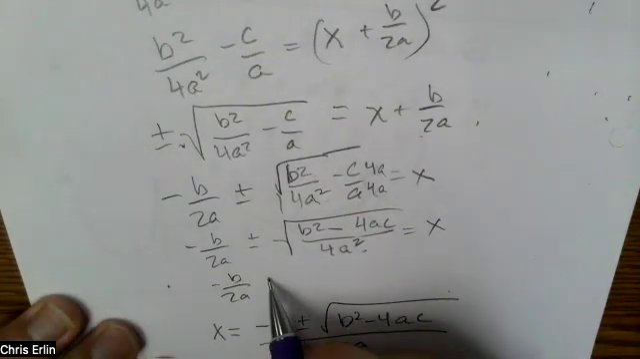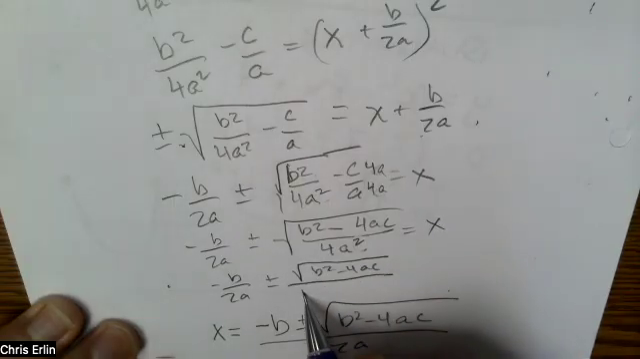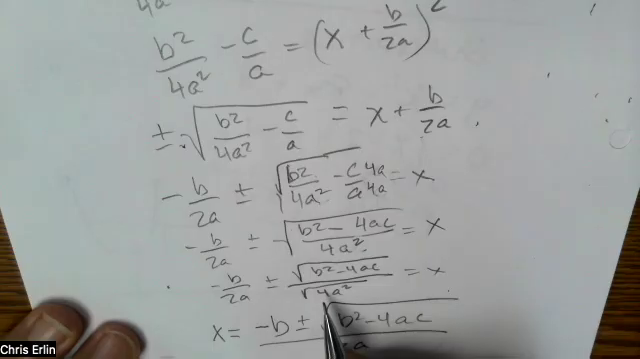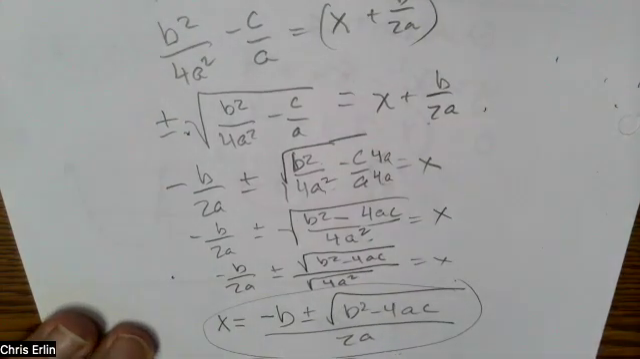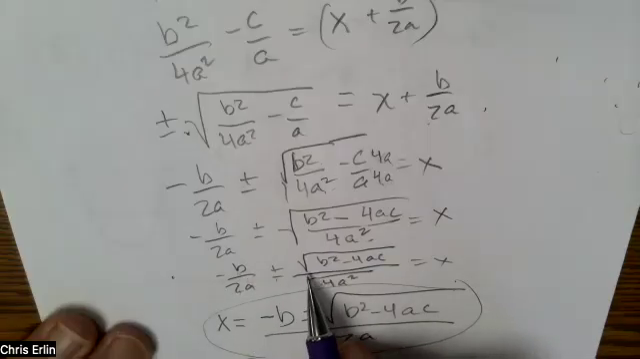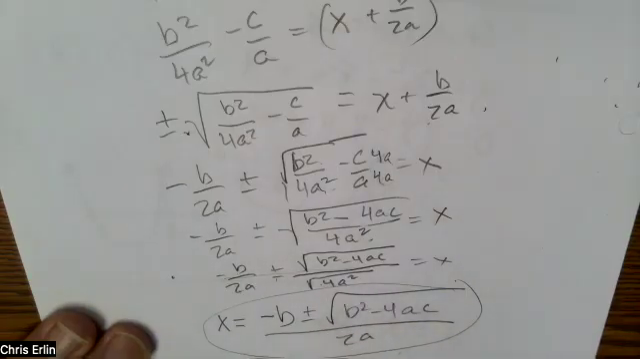Negative b over 2a plus or minus. I'm going to treat this as b squared minus 4ac over the square root of 4a squared. What's the square root of 4a squared? These now have the same denominator. So I get negative b plus or minus the square root of b squared minus 4ac all over 2a.